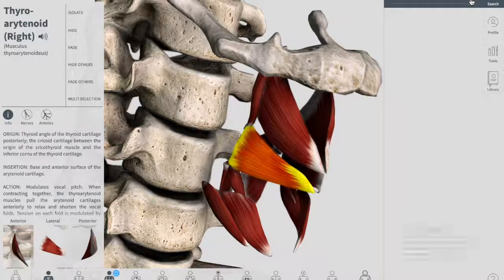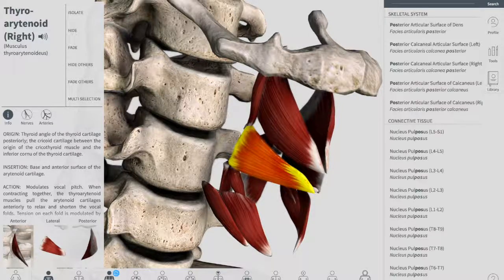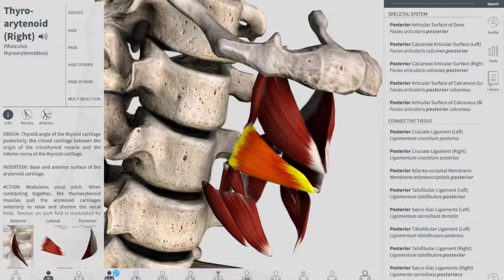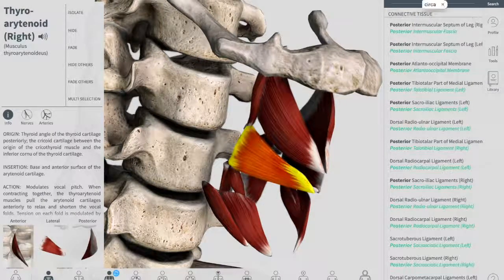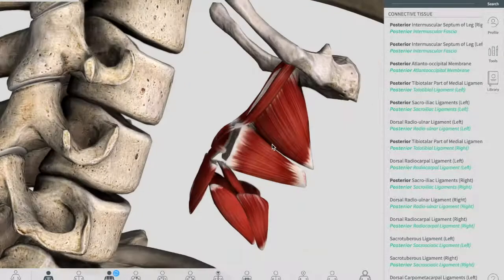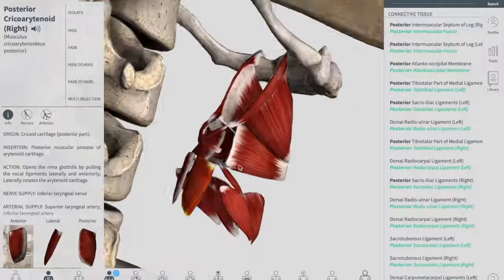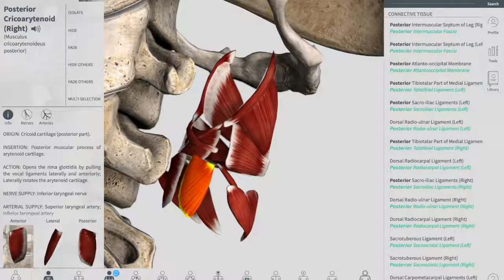Now let's talk about the posterior cricoarytenoid muscle. So this is the posterior cricoarytenoid. They are the sole abductors of the vocal cord. This is usually asked in your exams, which muscle is the abductor of the vocal cords, and these are the only abductors of the vocal cords, and the only muscle capable of widening the rima glottis.